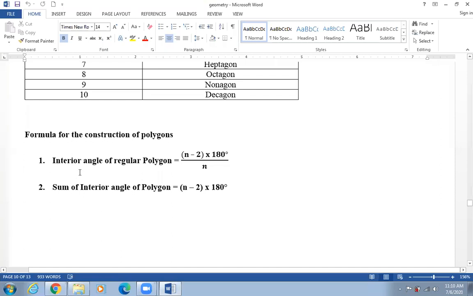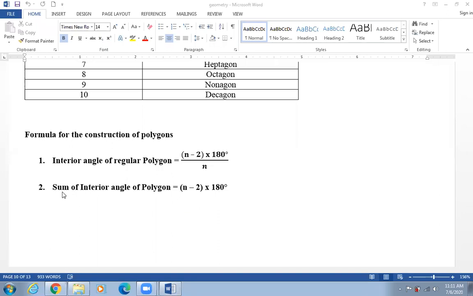The next thing we learned was the interior angle of a regular polygon. The interior angle of a regular polygon is (n minus 2) into 180 degrees divided by n. It was the formula of the interior angle of a regular polygon. Yesterday we solved that one also. I'm very proud to see you all. Your answers were all right, though some answers were incorrect, so I told you to solve and correct those too.